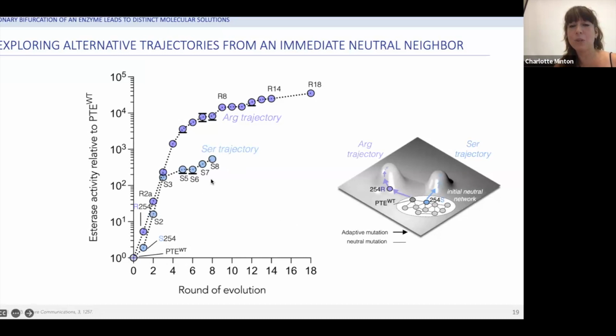And you can see when we reached round 8, we got stuck. We reached a dead end. So we started to dive into the molecular basis. Why did we get stuck so early? And what kind of mutations did we get?